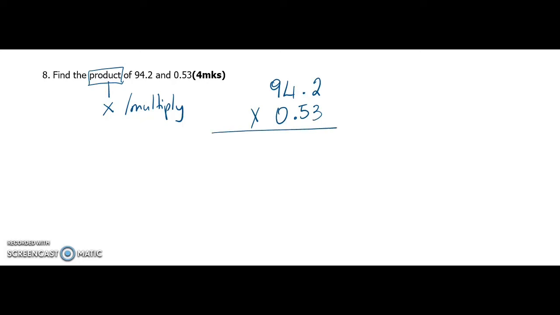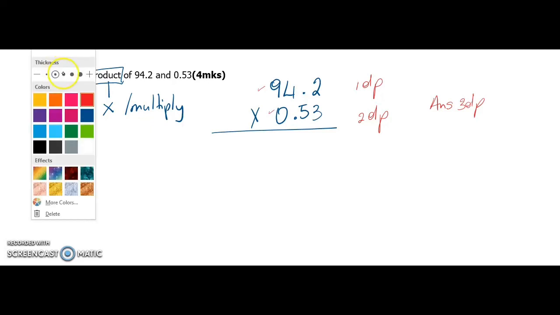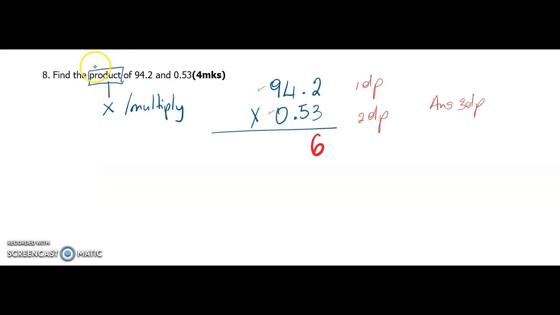Before we do so, this number has 1 decimal place. The next number has 2 decimal places. Therefore, our answer will have 2 plus 1, 3 decimal places. So we're going to go ahead and do our multiplication. Here we say 3 times 2, that is 6. So I'm going to write my number 6 here. Then 3 times 4, that is 12. 2, and you're going to carry your 1. And 3 times 9, that is 27 plus 1, and you're going to get 28.